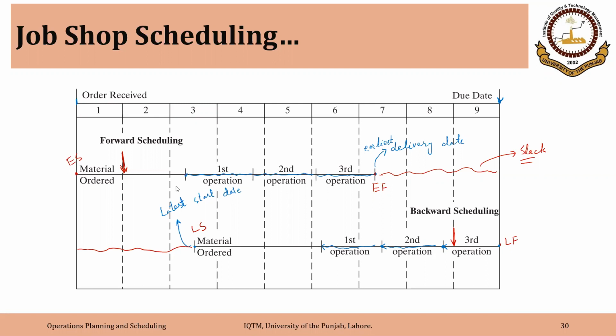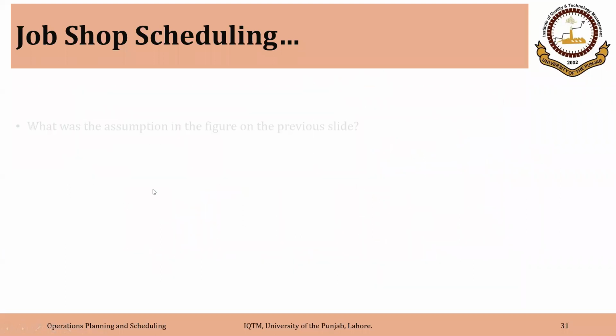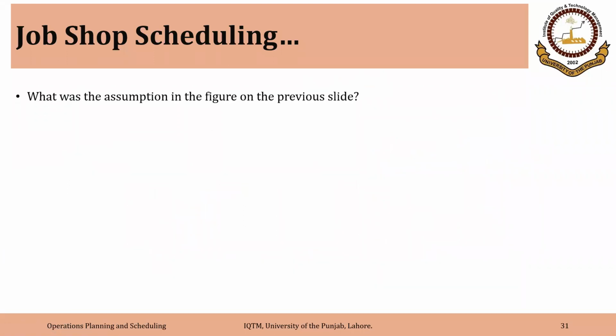So, of course, you can easily see that the chart that we have made is a Gantt chart. So we have the time periods mentioned at the top, and we are showing the activities horizontally. Now, in this plan, we have made a big assumption. And can anybody figure out what was the assumption?